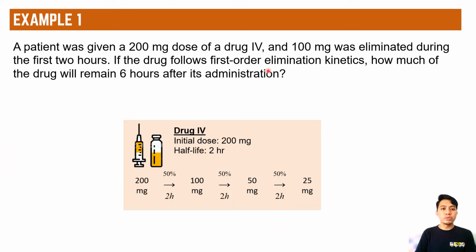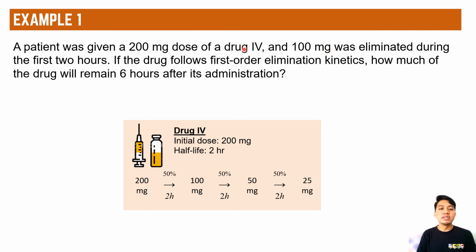Let's move on to look at one of the examples here. A patient was given a 200 milligram dose of drug IV, and 100 milligram was eliminated during the first 2 hours. If the drug followed first order elimination kinetics, how much of the drug will remain 6 hours after its administration? As you can see in these equations here, it took 2 hours for the 200 milligram of drug to be reduced to 100 milligram.